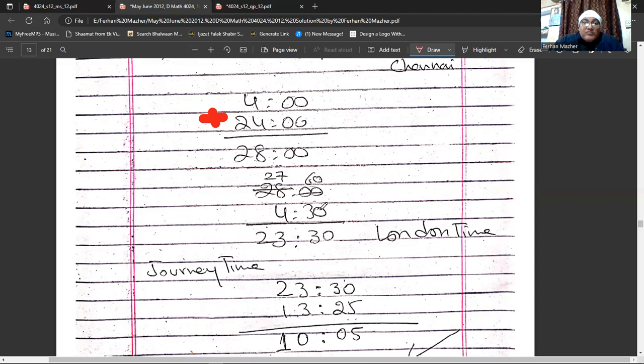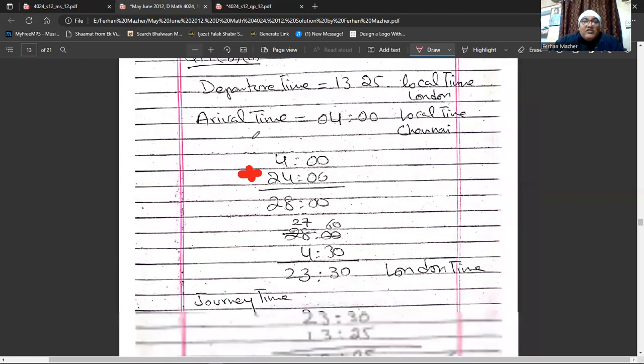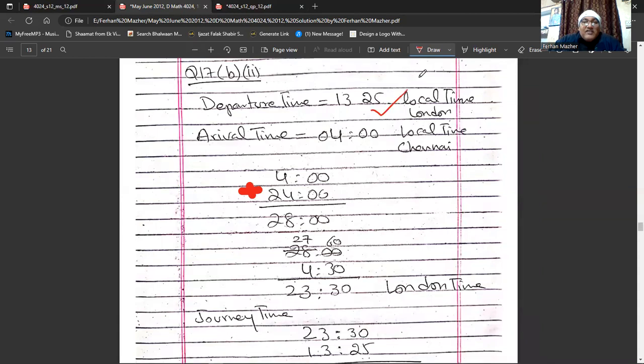From 60 minutes, you subtract 30 minutes, you get 30 minutes. From 27 hours, if you subtract 4 hours, you get 23. Now it is a very good situation. The departure time is here, which is in London time, and the arrival time is also in terms of London time. Now the journey time is the arrival time minus the departure time.